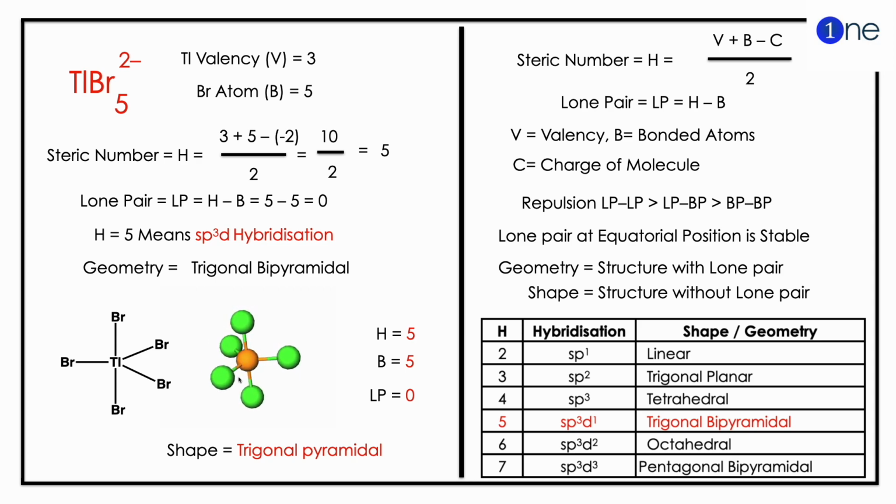You have H minus B, which is 0, that is 5 minus 5. So the final structure will be all 5 atoms occupy the 5 corners. So the shape of the thallium pentabromide dianion is a trigonal bipyramidal structure.